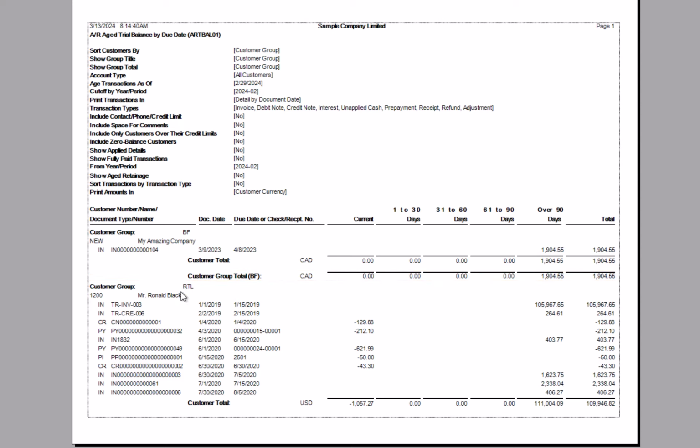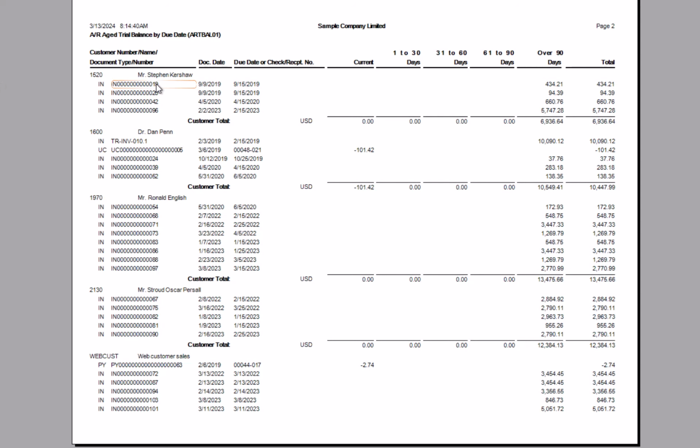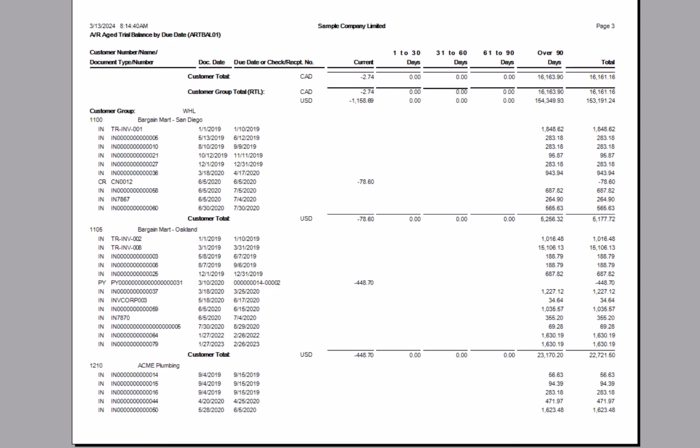And then I move to my next customer group and I see the customer here, their aging. And if I move to the next page, I see more customers because these are all in the same group. And then I finally get my customer total here, and it is broken out by currency within that group. So that's a brief overview of the age trial balance.